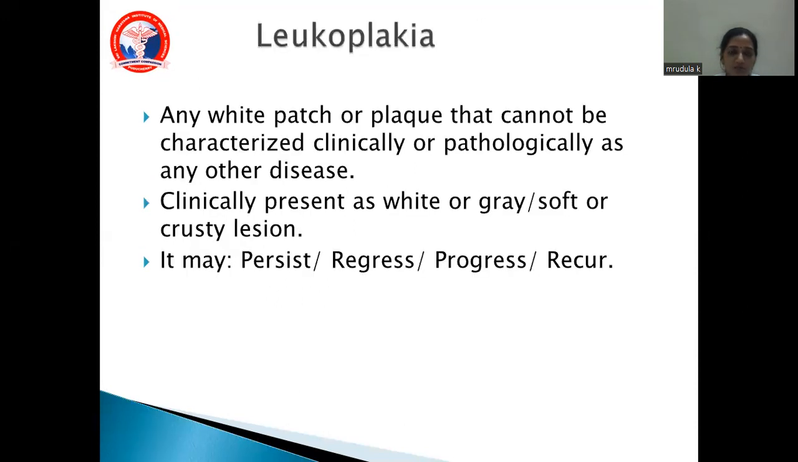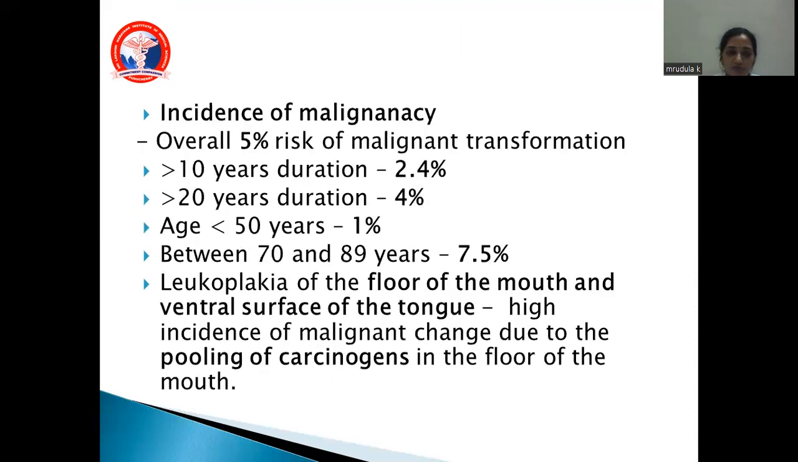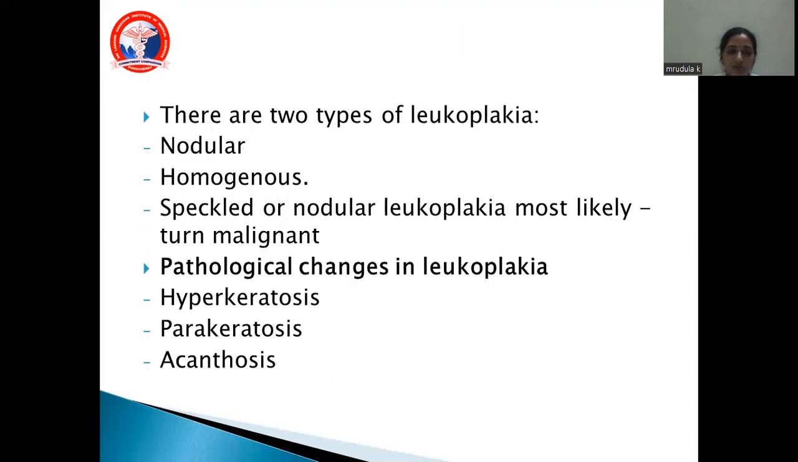So describing each, leukoplakia is a white patch or plaque that cannot be characterized clinically or pathologically as any other disease. Clinically, it presents as a white or gray, soft or crusty lesion. It may persist the same since occurrence, or it may regress, progress, or recur after excision. There are two types of leukoplakia: nodular leukoplakia and homogeneous leukoplakia.